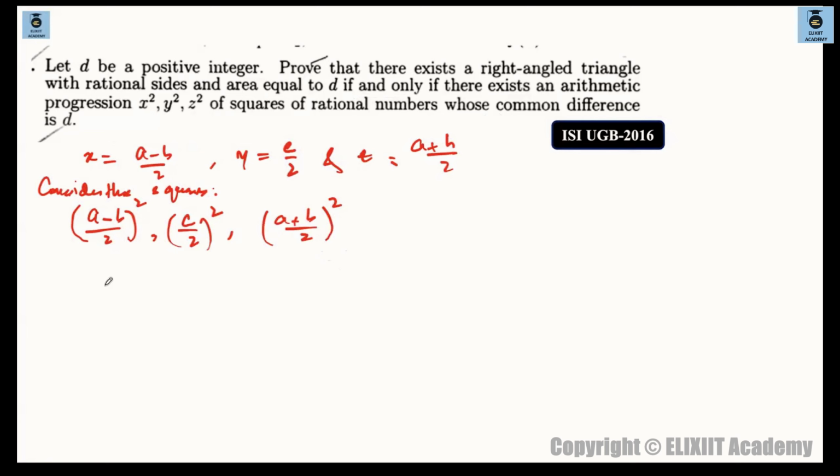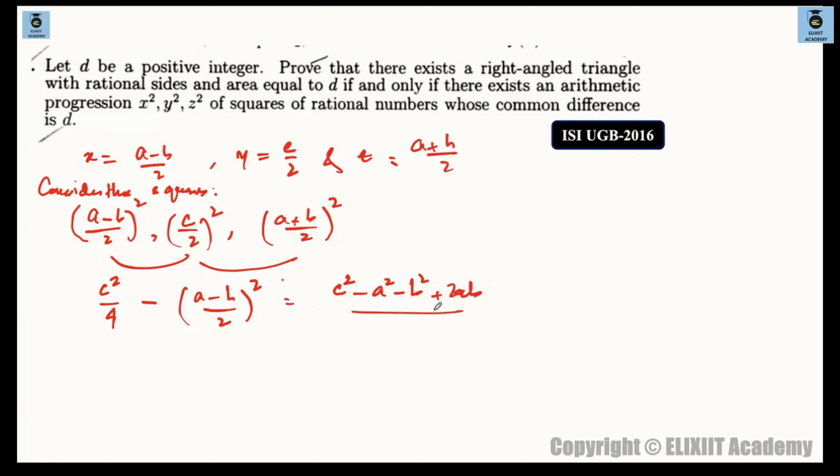How? Just see the difference over here. Is the common difference d? First we will look at c²/4 minus ((a−b)/2)², and we will prove that the common difference is d. So what will happen? (c² − a² − b² + 2ab)/4.